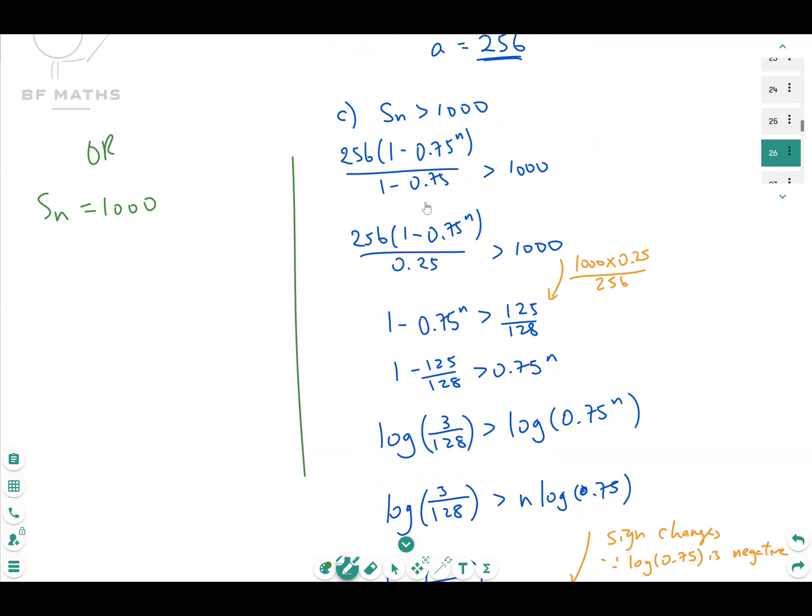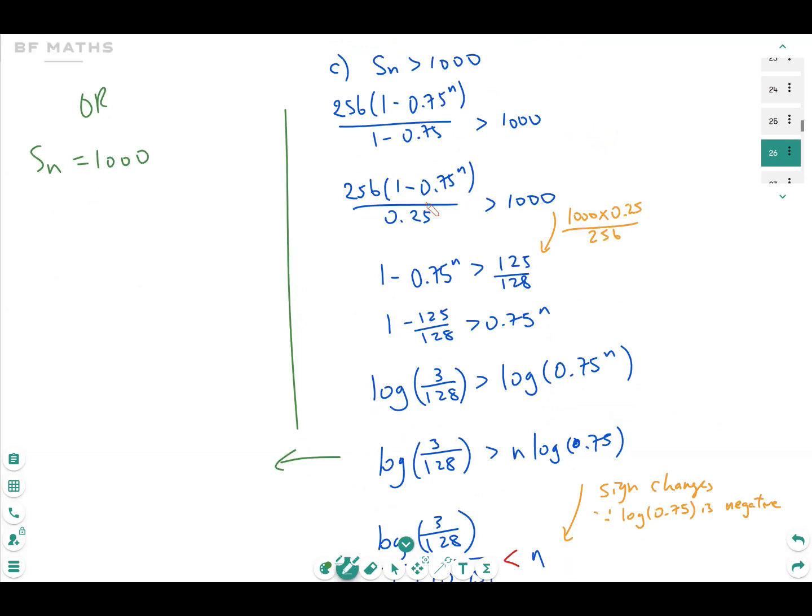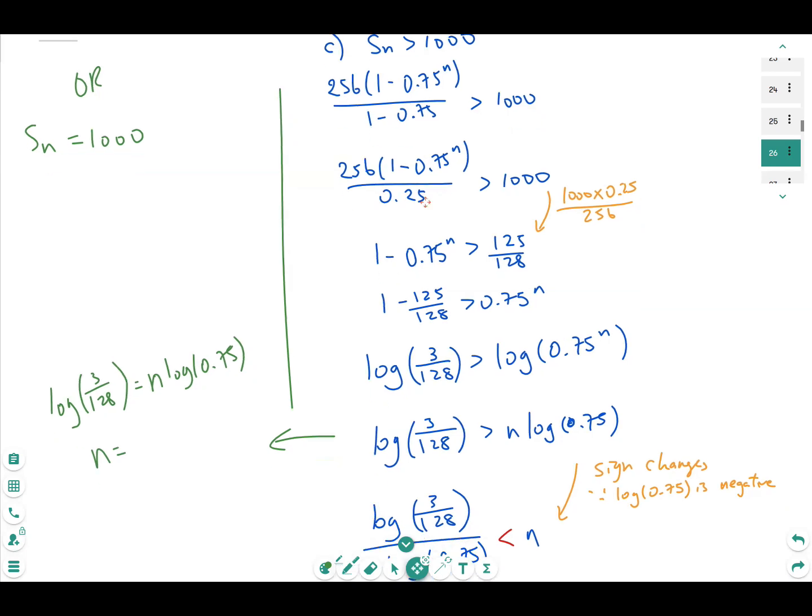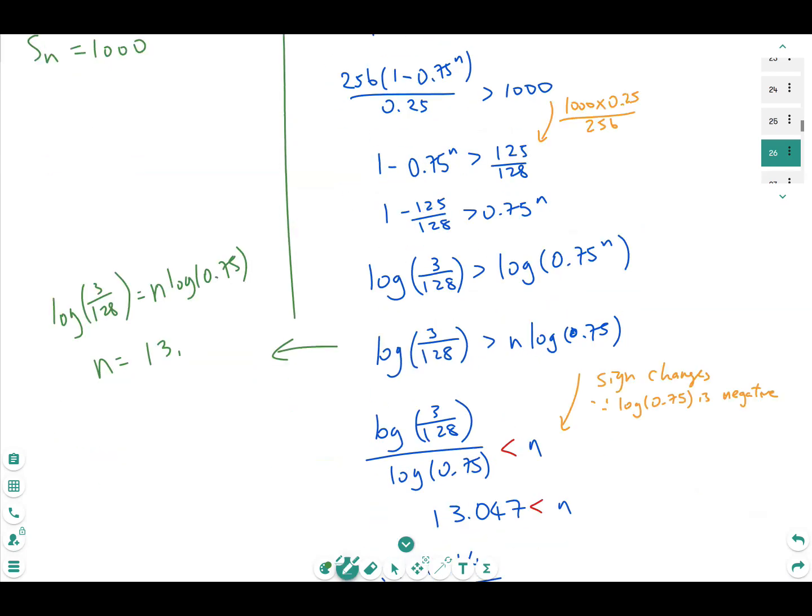It's the same step as in here, being log 3 over 128 equals n log 0.75. When you divide it over, you get n equals 13.047. So you just have to know that 13.047 gives you 1,000. Therefore, if you want to exceed 1,000, n has to be 14. That is equally fine as well. So if you don't want to deal with inequality, you can use the equal sign. That might work, and sometimes works better.